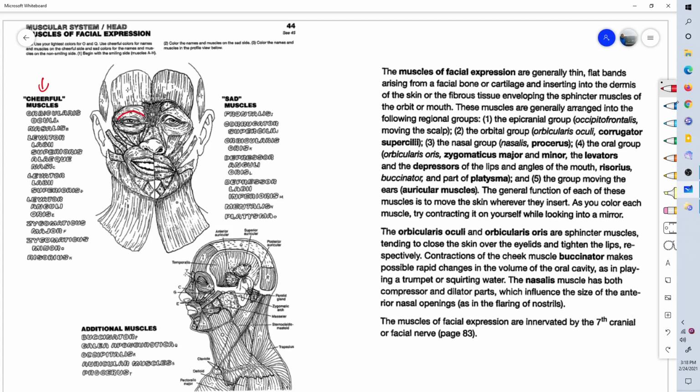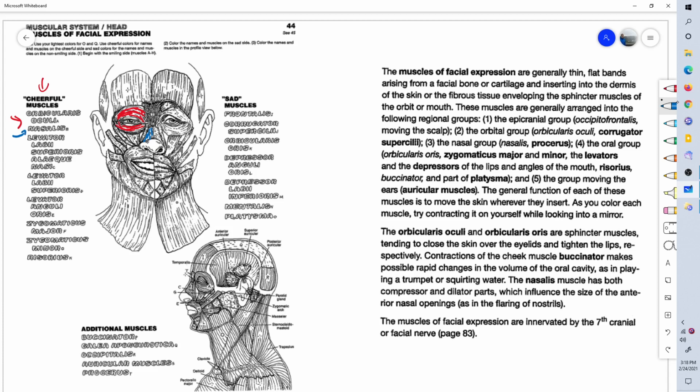The orbicularis oculi muscle, which is a sphincter muscle, squeezes and closes off the space and doesn't allow anything inside your eye. It's called the orbicularis oculi. The nasalis muscle here raises and flares your nostrils, lifts and scrunches your nose upward. And you can do that right now and feel what that is like. That's the nasalis muscle.